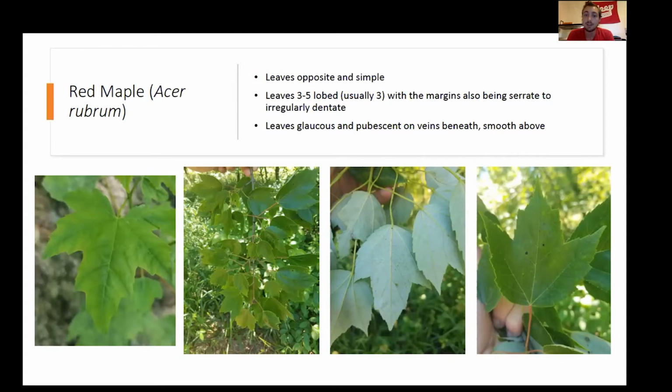And the leaves are glaucous and pubescent on the veins beneath. So the glaucous is everywhere on the underside of the leaf, but it is only pubescent on the veins. Remember that glaucous refers to just this really bluish green coating that we see here. And it's not a permanent coating. It can easily be rubbed off. And I'm going to show an example of that.